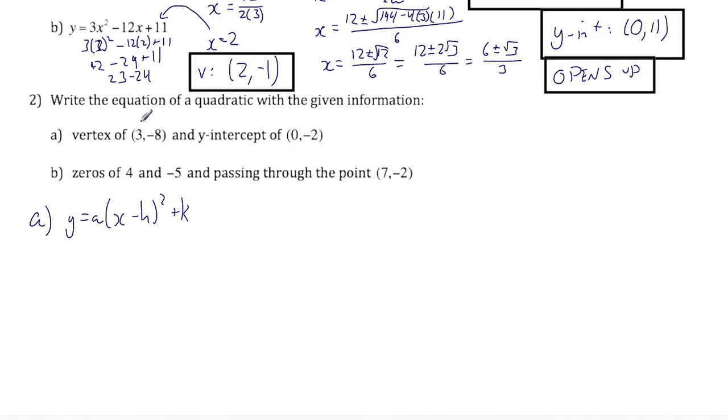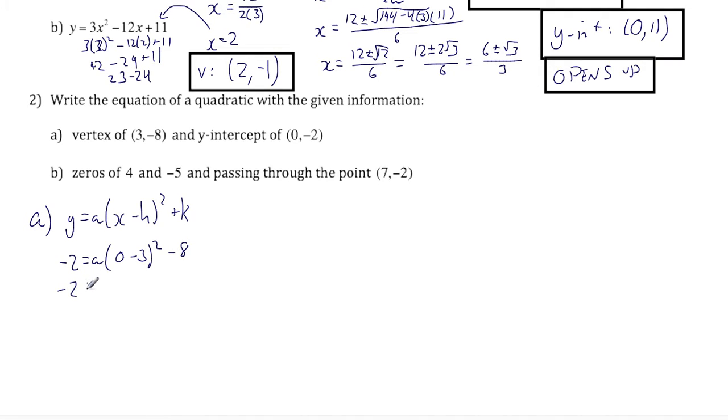So the vertex is 3, negative 8. So h is going to be 3. K is going to be negative 8. We can use this point 0, negative 2 as y and x to find a. So if we plug all this stuff in, we'll see the only thing left is going to be a, which is what we need to solve.